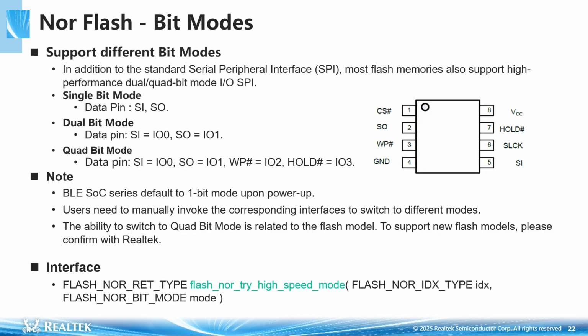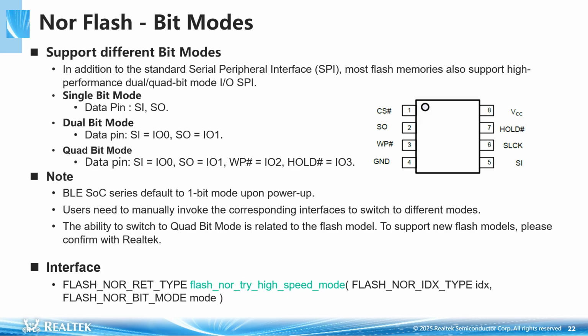NOR flash supports different bit modes. In addition to the standard SPI interface, most flash memories also support high-performance dual and quad-bit mode SPI. In single-bit mode, the data pins used are SI and SO. In dual-bit mode, both SI and SO become bidirectional input and output pins. In quad-bit mode, SI, SO, write protect, and hold all function as bidirectional input and output pins.